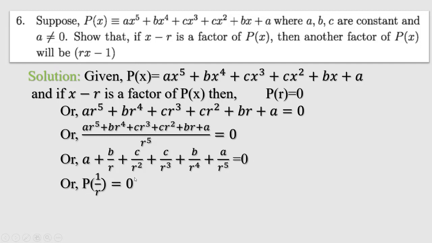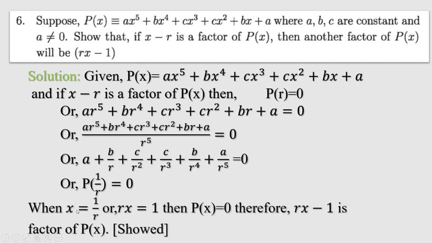And from the factor theorem, if p of a equal to 0, then x minus a is a factor of p of x. Okay. When x equal to 1 by r, or cross multiplying rx equal to 1, then p of x equal to 0. Then by the factor theorem, you can say that rx minus 1 is a factor of p of x. It's short.